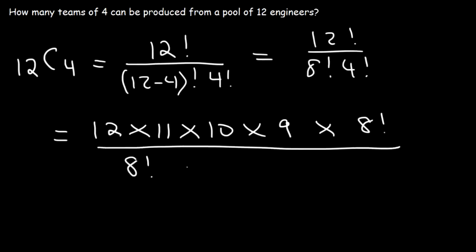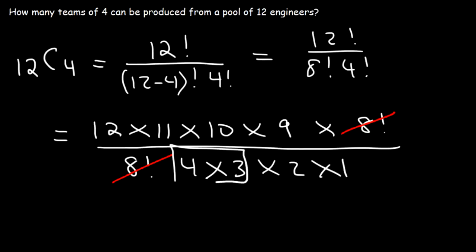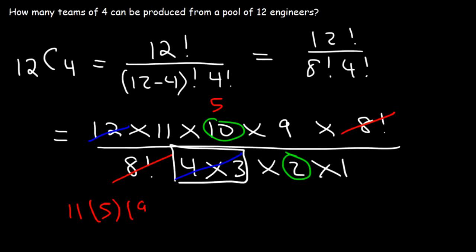Now 4 factorial, I'm going to write that out. That's 4 times 3 times 2 times 1. So let's cancel 8 factorial. That's going to save us some writing space. 4 times 3 is 12, so we can get rid of these two. And then 10 divided by 2 equates to 5. So what we now have is 11 times 5 times 9. 11 times 9 is 99.